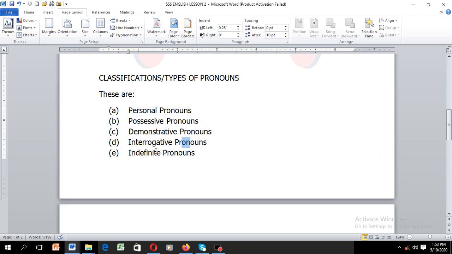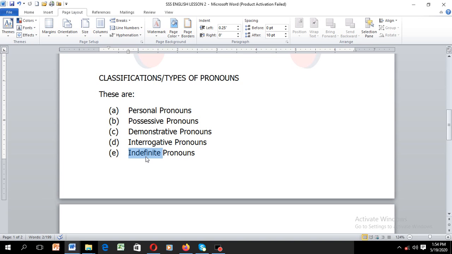We have indefinite pronouns. Indefinite pronouns are not specific when referring to persons or things. In other words, they do not give the actual name of the doer or receiver of the action of a verb. For example, we have somebody.